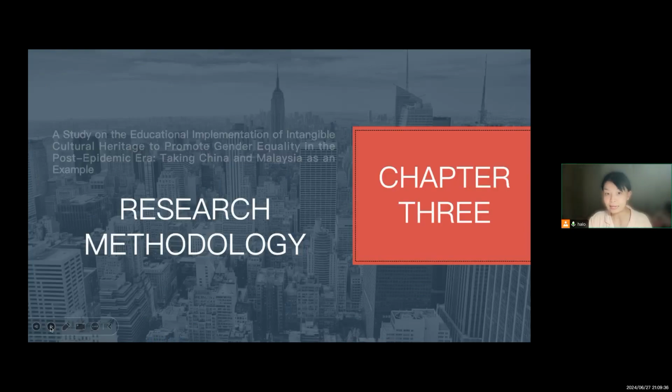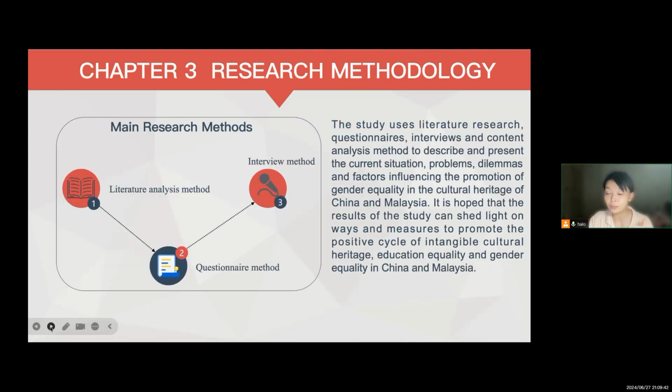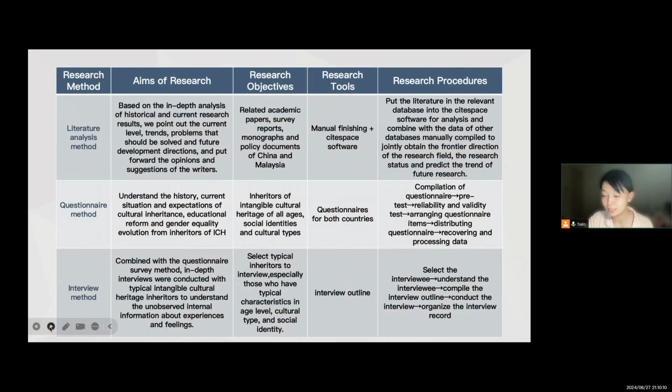And chapter 3, that is research methodology. So the research methodology plays a vital, important role in the thesis. So the study uses literature research, questionnaires, interviews, and content analysis methods to describe and present the cultural current situation, problems, dilemmas, and factors influencing the promotion of gender equality in the cultural heritage of China and Malaysia. So as you can see, there are three main research methods, and the details of the three main research methods are demonstrated in the diagram. So the aims of the research, objectives and tools, and the procedures are all different.